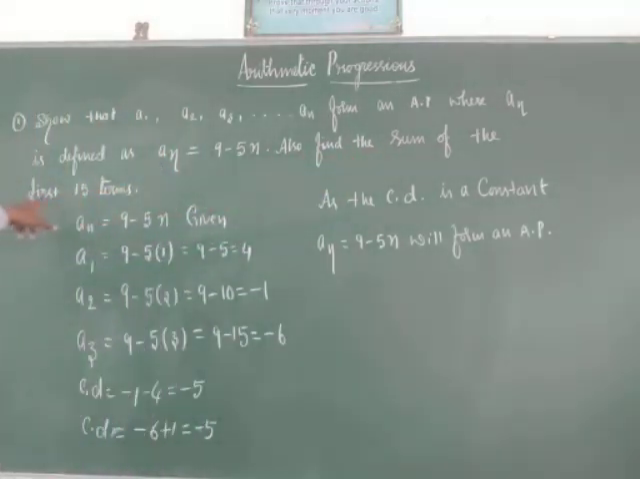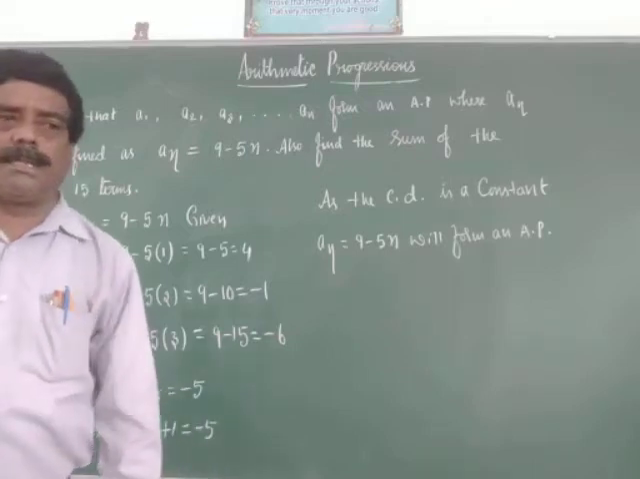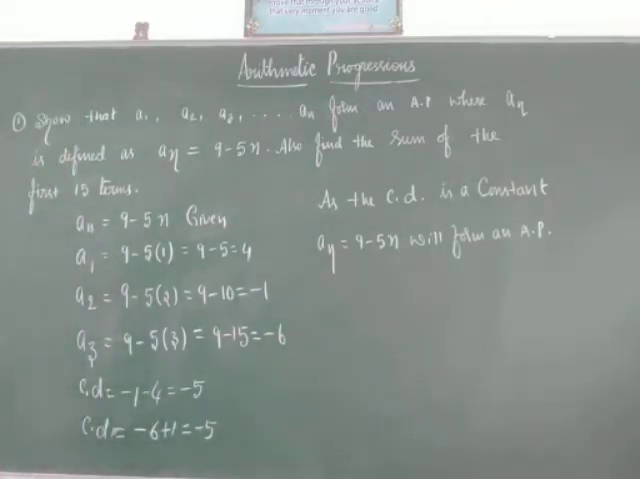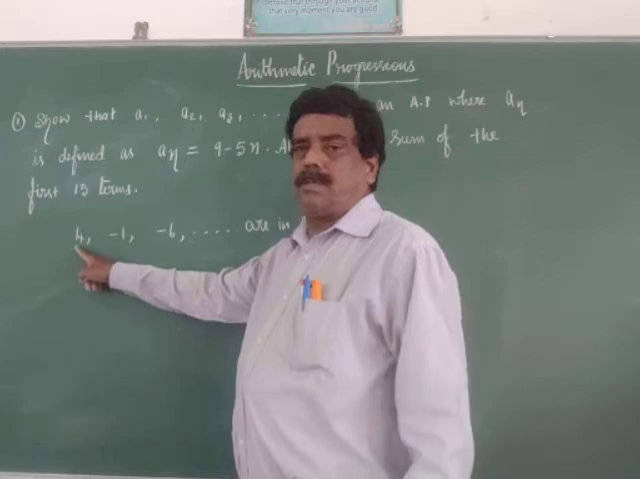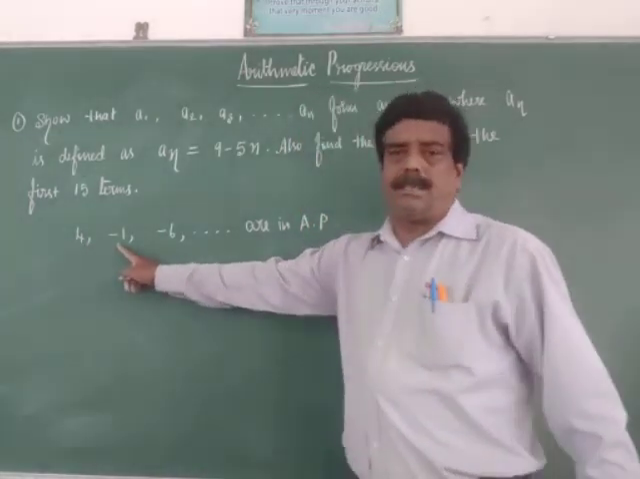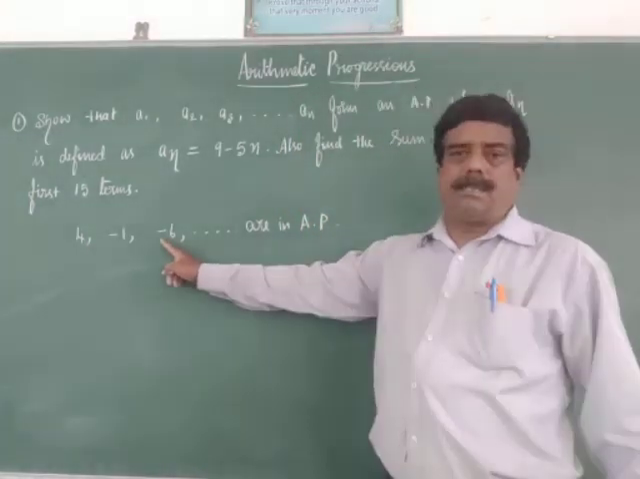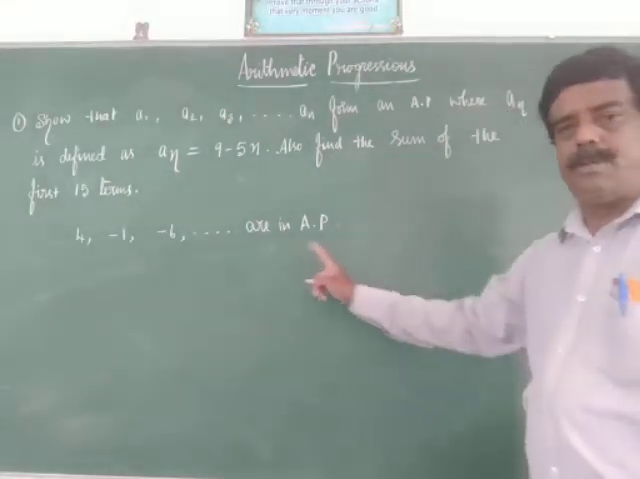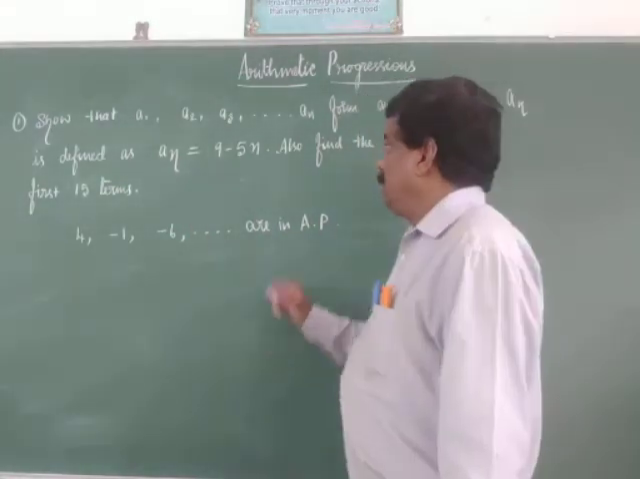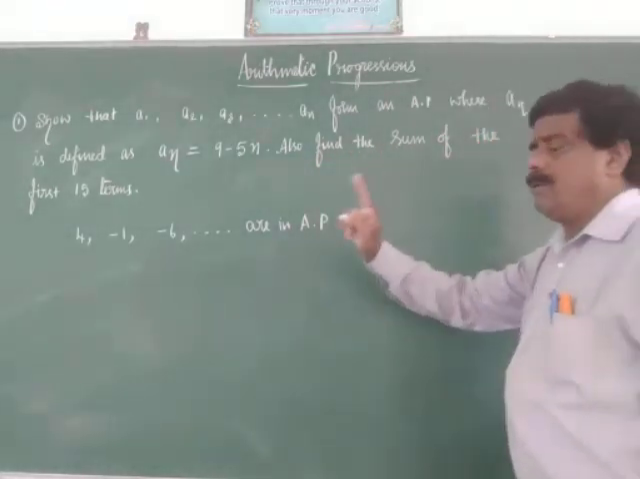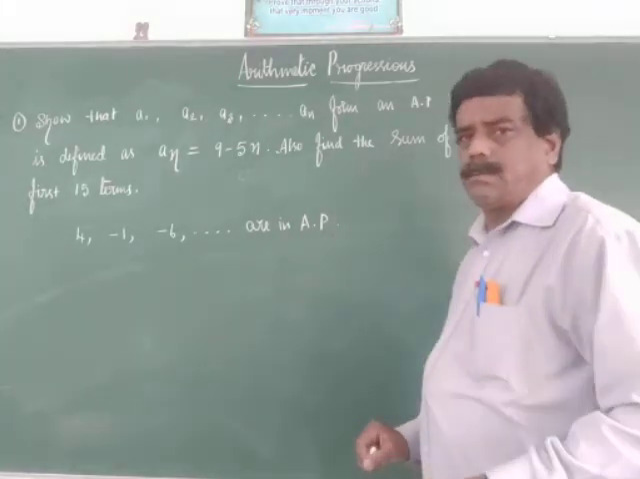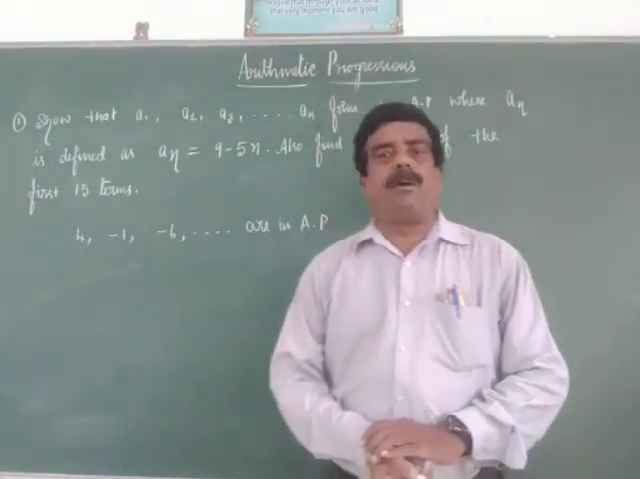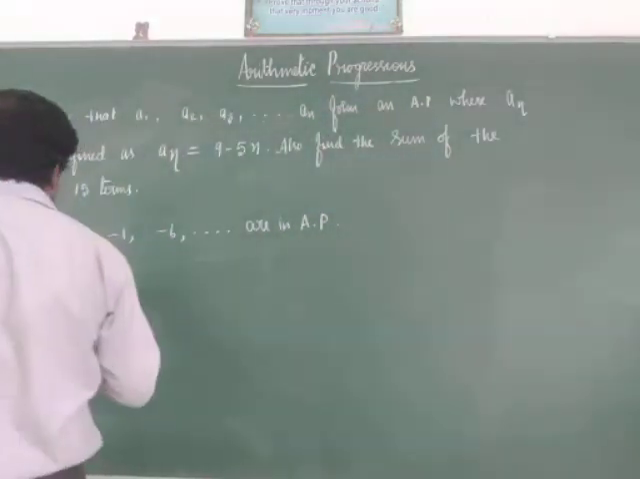So another question is there, children. Also find the sum of the first 15 terms. That we'll see now how to do. Now children, just now you found it already. 4 was the first term, minus 1 is the second term, minus 6 is the third term, like that you can go on doing, which forms an AP. So the question asked here is what? The sum of the first 15 terms. Sum of the first 15 terms means S15 you have to find out. So I have to apply Sn formula. So Sn means what?